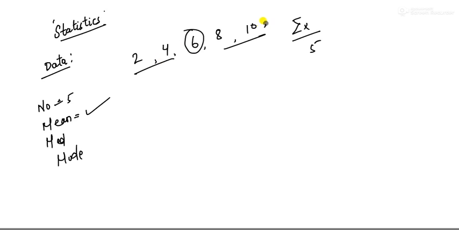What will be the median if there was another number like 12? Now here you have 2, here you have 2. These two, the average of these two, 6 plus 8 by 2, that will give the median. What about mode? The mode, one number will be repeated.